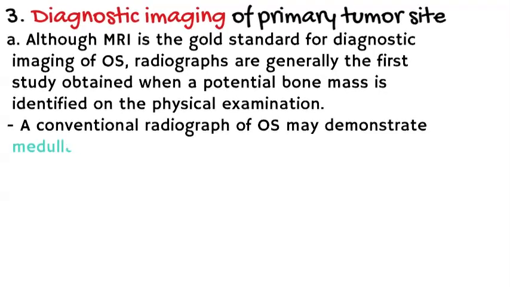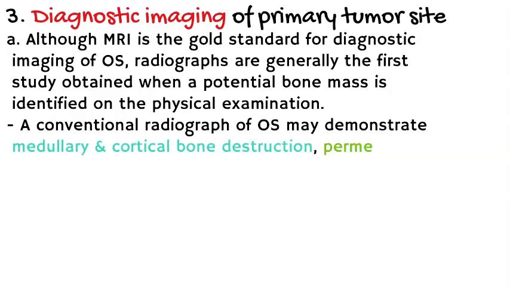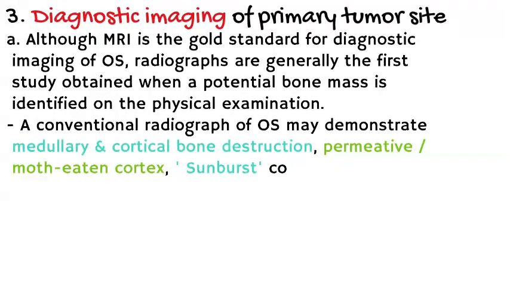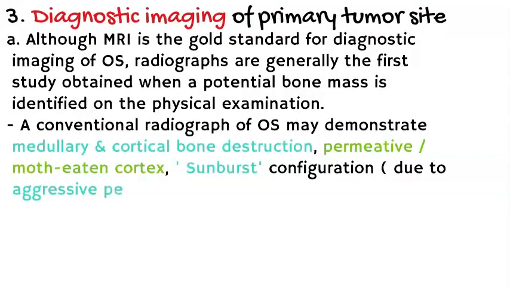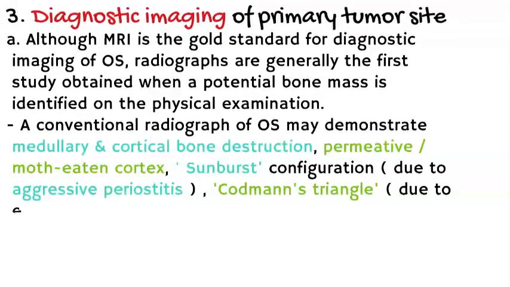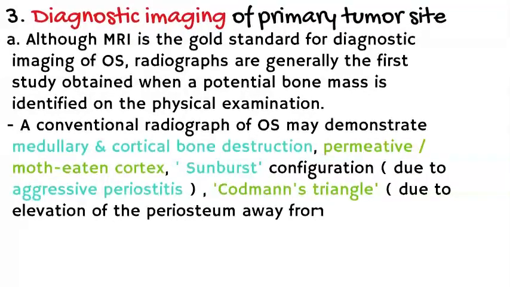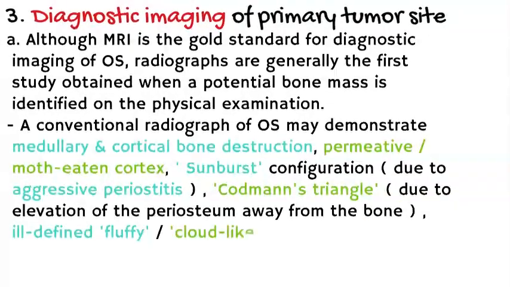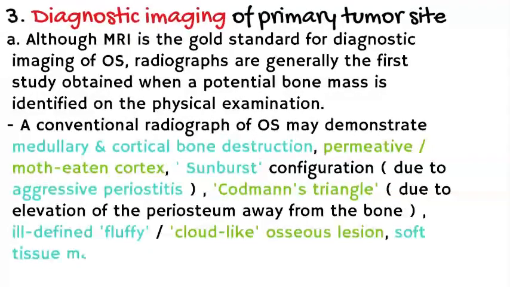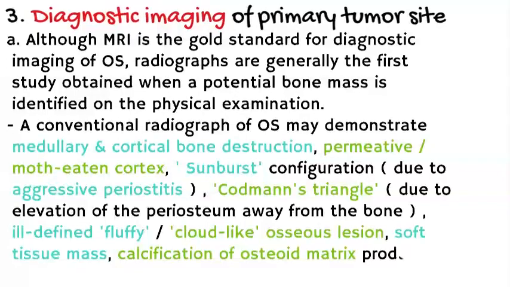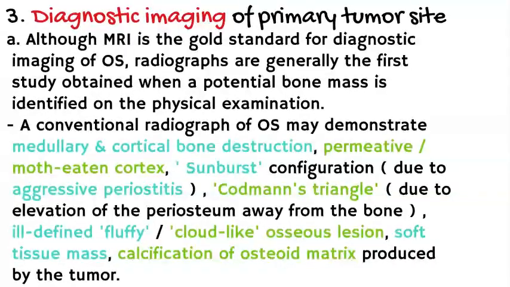A conventional radiograph of osteosarcoma may demonstrate medullary and cortical bone destruction, permeative or moth-eaten cortex, sunburst configuration due to aggressive periostitis, Codman triangle due to elevation of the periosteum away from the bone, ill-defined fluffy or cloud-like osseous lesion, soft tissue mass, and calcification of osteomatrix produced by the tumor. Now we will see a lot of radiological features.